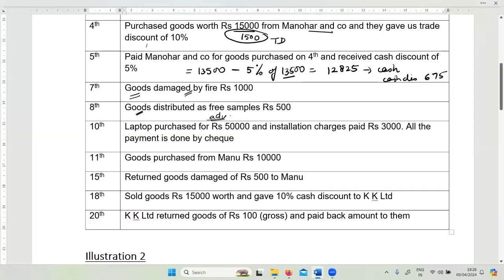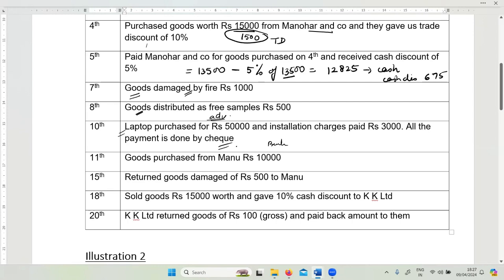Next transaction that we have is on 10th. Laptop is purchased for 50,000 and installation charges paid 3,000. All the payment is done by check. So one is we have bank account, and second account is laptop account. Installation charges, as we know, the cost concept of accounting says the asset when purchased, till it is put to use, whatever payments are done will be added to the value of the asset and it will be recorded at the price which you paid. So laptop will be one account, and bank account, because you are making the payment by check.